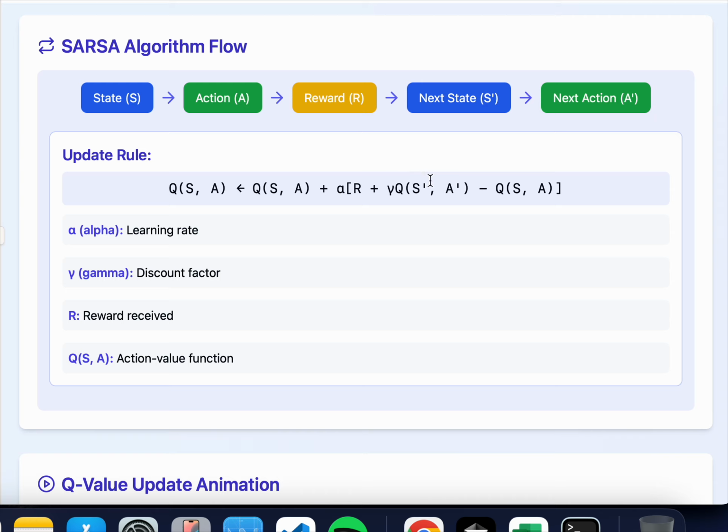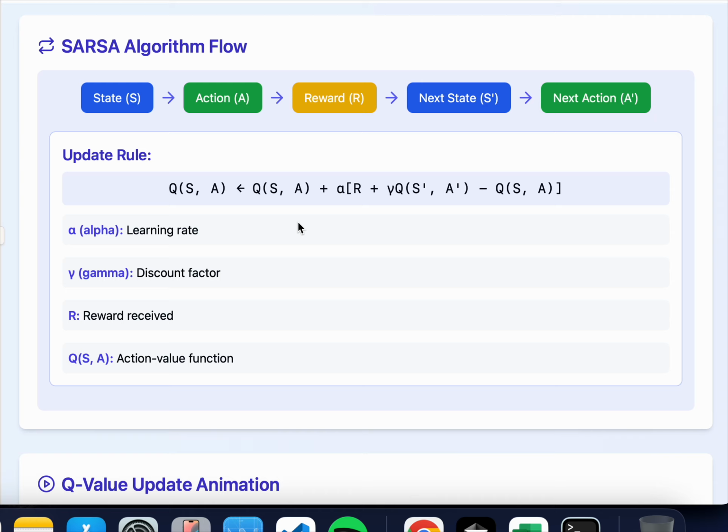Now, how do we actually use this to update the Q values? That's what this equation shows here. We take the old Q value for the current state and action, that's Q of S, A, and we update it by adding a correction term. That correction is the learning rate, alpha, times the difference between what we got, the immediate reward plus the discounted Q value of the next state and next action, and what we expected, which is just the old Q value.